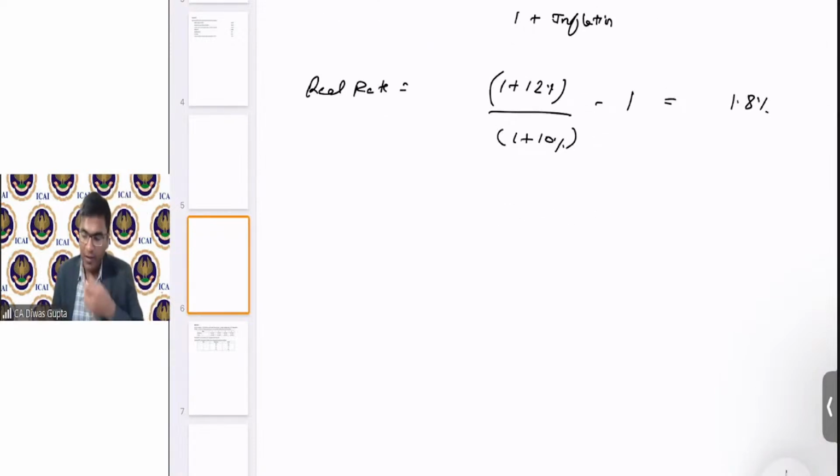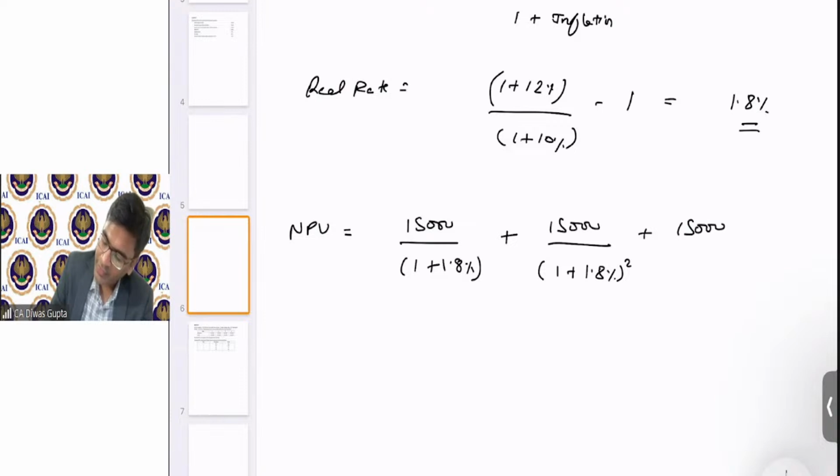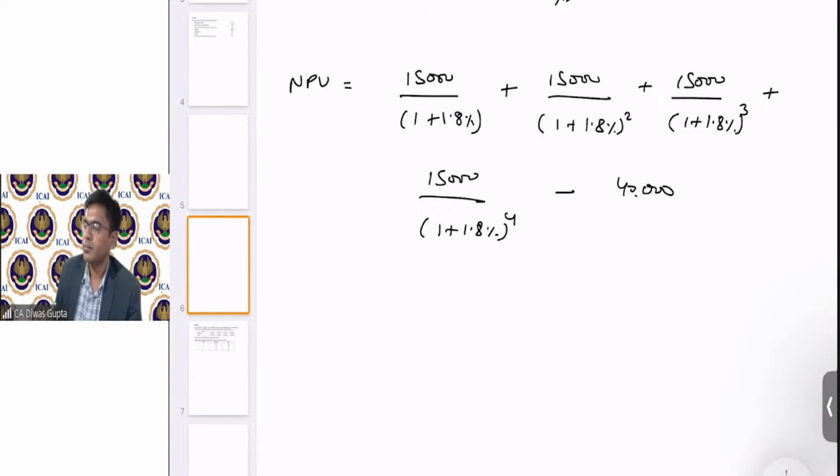Now students, the discounting will happen basis 1.8% because the cash flows are also real. So the NPV in this case will be 15,000 divided by 1 plus 1.8%, plus 15,000 divided by 1 plus 1.8% raised to the power 2, 15,000 divided by 1 plus 1.8% raised to the power 3, plus 15,000 divided by 1 plus 1.8% raised to the power 4, minus 40,000. So here also NPV is approximately 17,367.